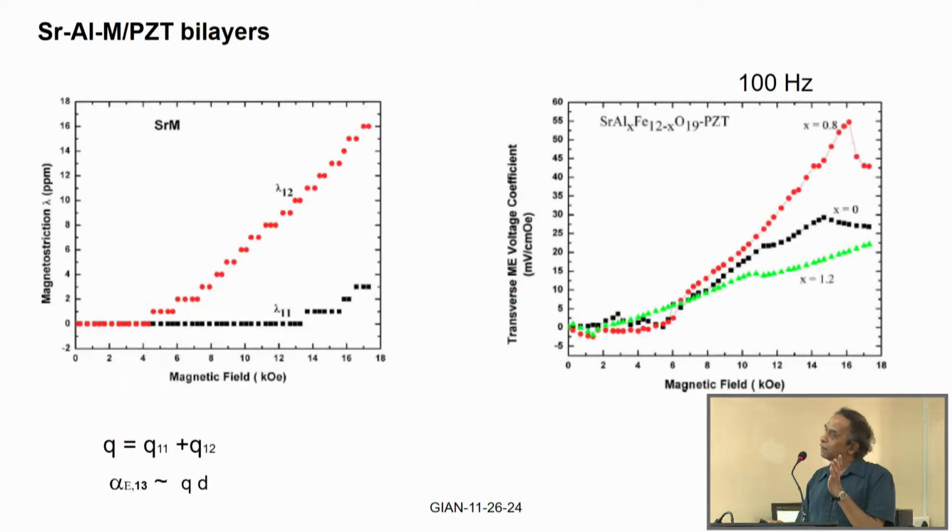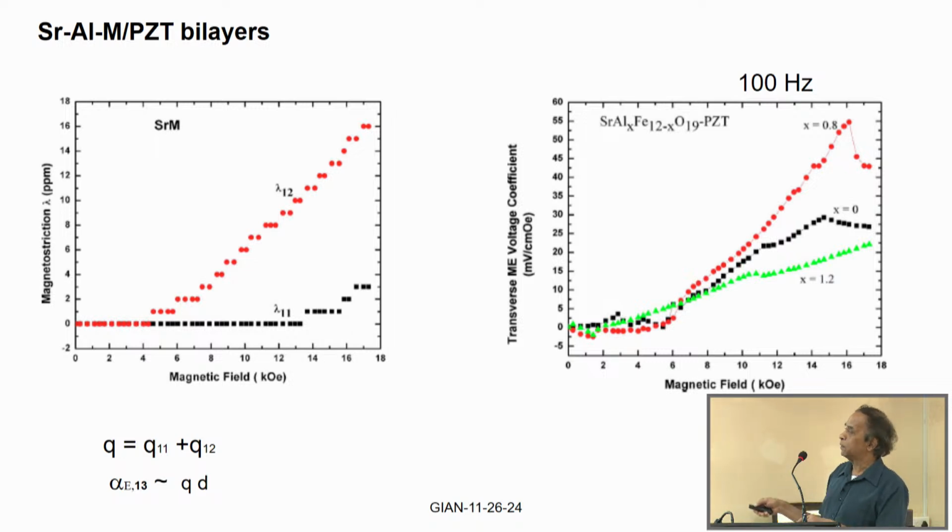Okay, so I will show you some data, but they are not something very dramatic. The values are rather low. Now, these are the magnetoelectric response for a composite of strontium aluminum M-type ferrite with PZT. It is just a bilayer, and you see here that to start with, as you increase the bias magnetic field, the values are very small. It stays close to 0 up to 5 kilohertz. Then it shows a small increase.